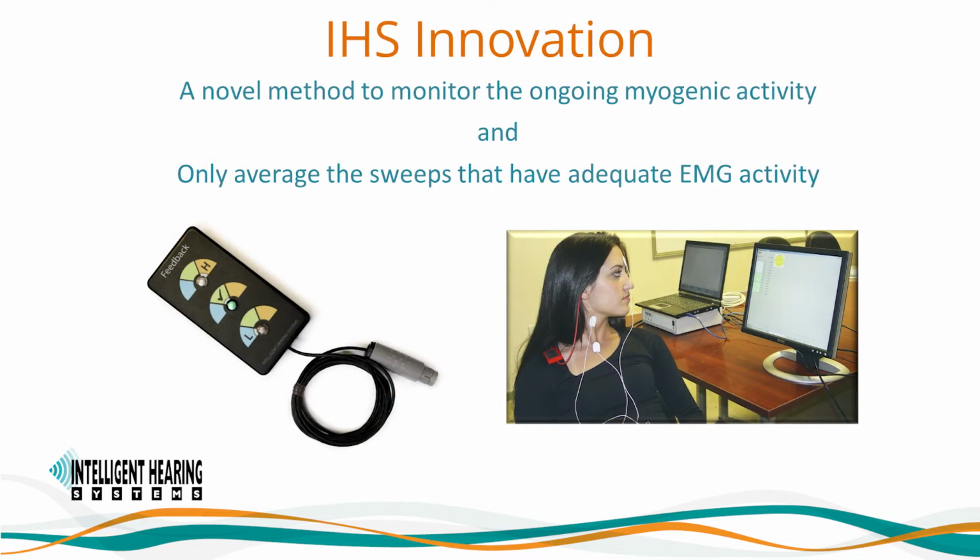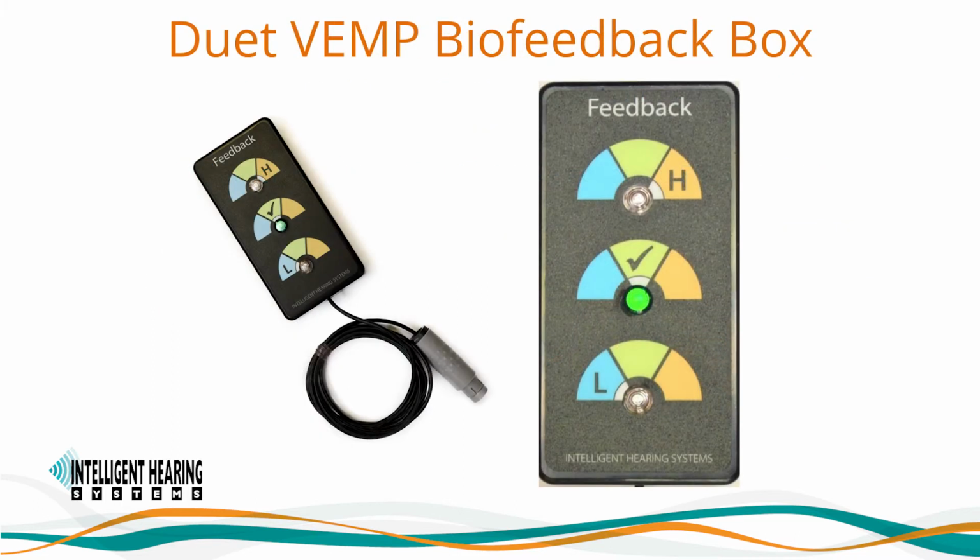Thus, IHS developed an innovative and novel method to monitor the ongoing myogenic activity and only average the sweeps that have adequate EMG activity. In addition, a light box and/or an external display provides visual feedback to the patient. Here, we see the Duet VEMP feedback box, which provides visual feedback to the patient and indicates EMG levels by utilizing light-emitting diodes or LEDs.